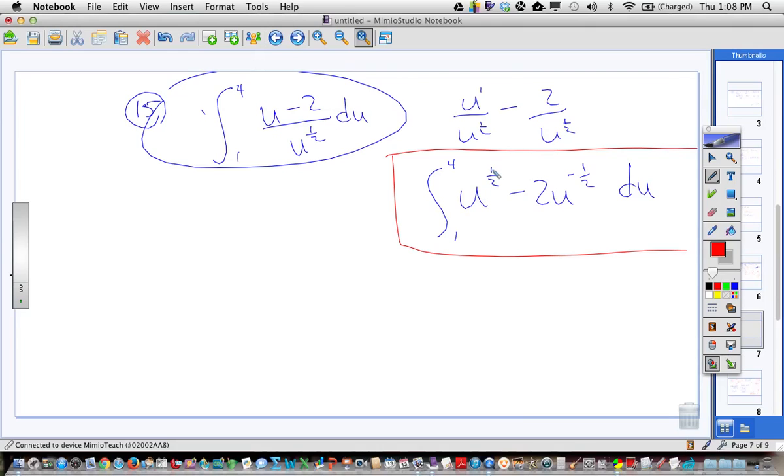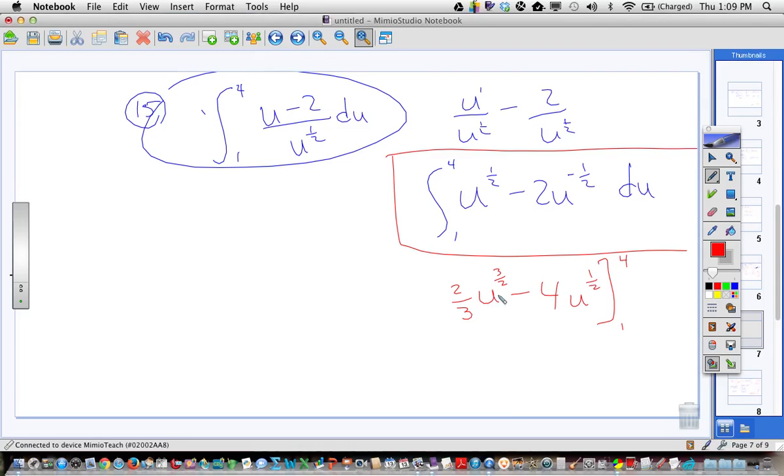If you raise this up 1, it becomes what? 3 halves. When you divide by 3 halves, you get 2/3. So this would be 2/3 u to the 3 halves. Raise this up 1, what do you get? 1/2. Divide by 1/2 is timesing by 2, so that'd be 4. U to the 1/2. Right bracket, 1 and 4. Now you put a 4 in.